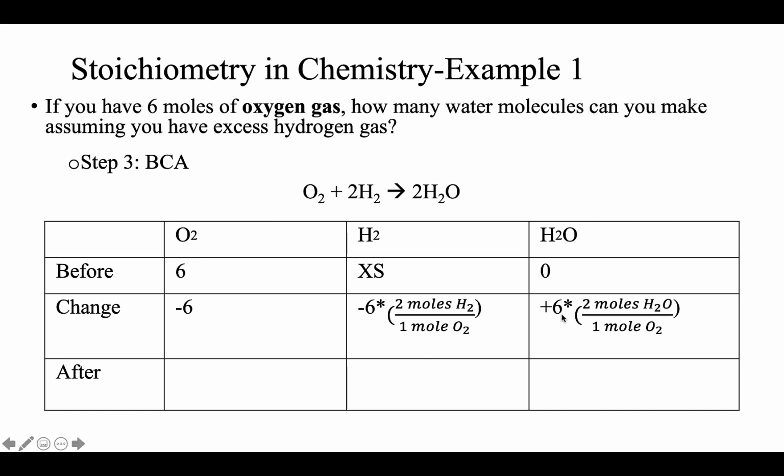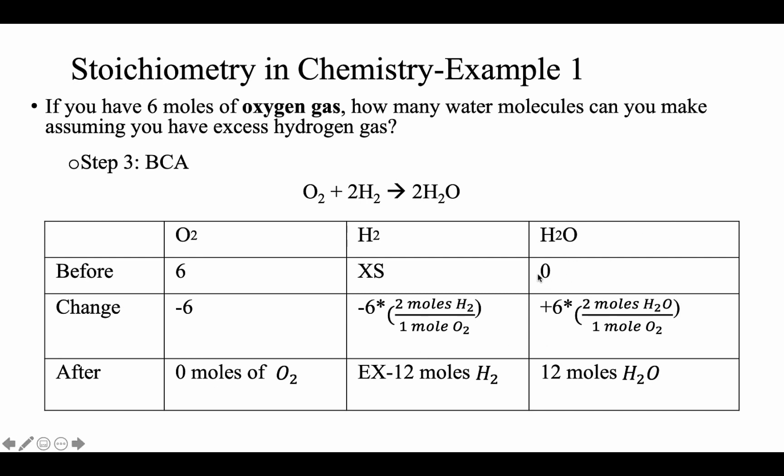So I have 6 moles of oxygen, and I know that the mole ratio between water and oxygen is 2 to 1. So I can just multiply 6 by 2 moles of water over 1 mole of oxygen, this conversion factor. And in the end, I'm going to add up the before and change columns. As you can see here, after the reaction is completed, I will have 0 moles of oxygen left. In other words, all the oxygen gas has been consumed.